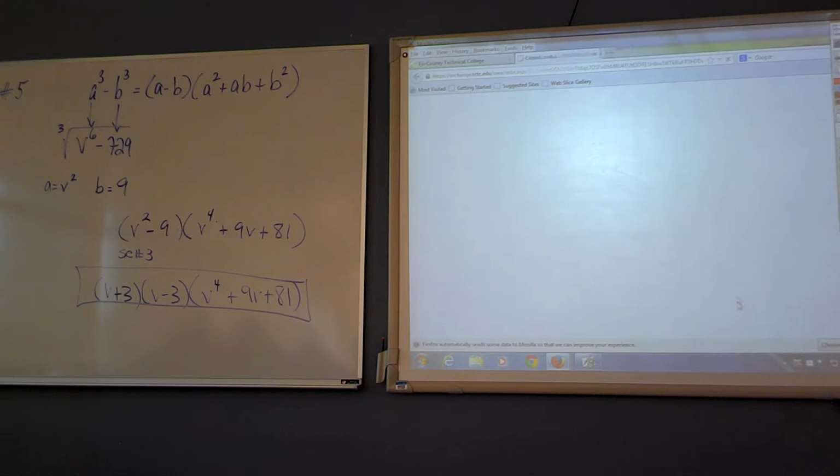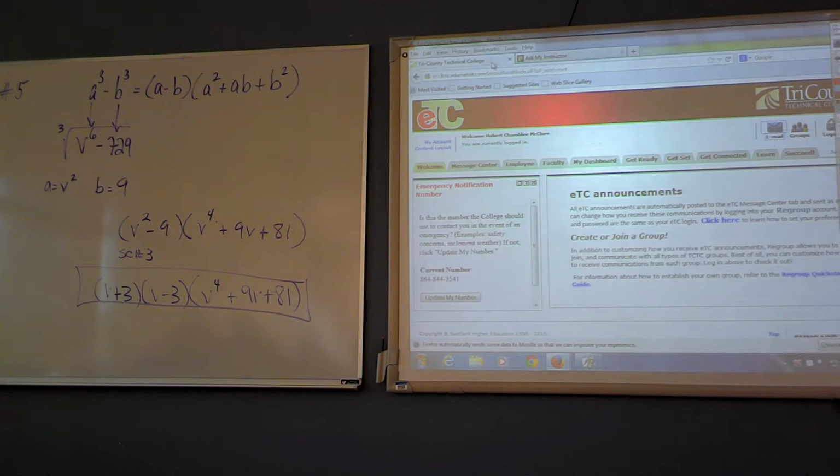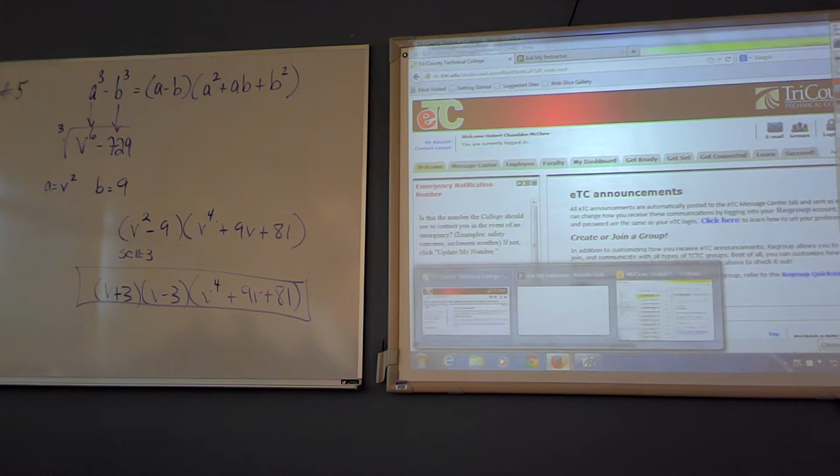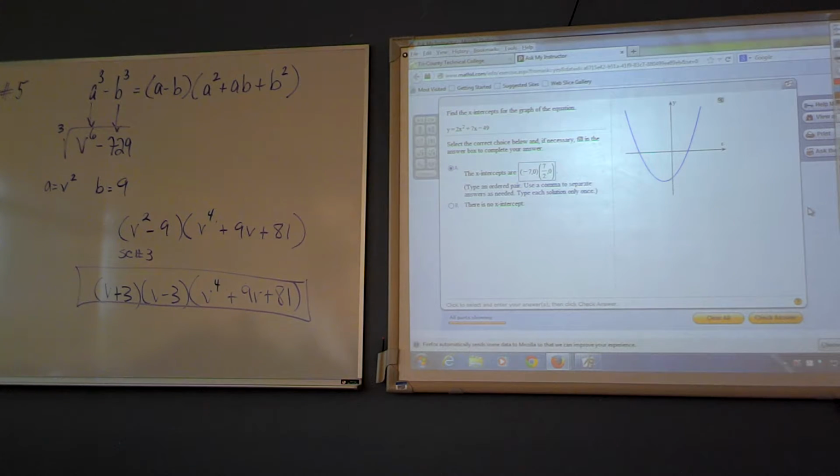63/14. Yep, we did that one. Oh, no, I did that one with you after class. Yeah. Let's do this one. 63/14. Find the x-intercepts, or find the solutions.